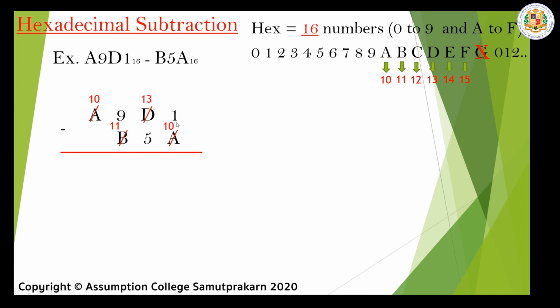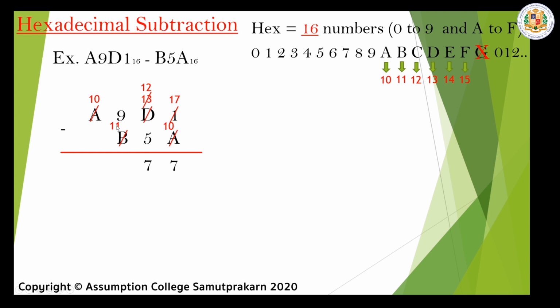1 minus 10 is not applicable as 1 is smaller than 10. So what we have to do is borrow from 13 over here. So we cancel 13, 13 becomes 12, and 1 becomes what? How many numbers do you think we can borrow from 13? Do you remember in hexadecimal we have 16 numbers? So we can borrow 16 from 13. So 1 becomes 1 plus 16, it becomes 17. Right? 17 minus 10 is equal to 7. All right? 12 minus 5 is equal to 7.